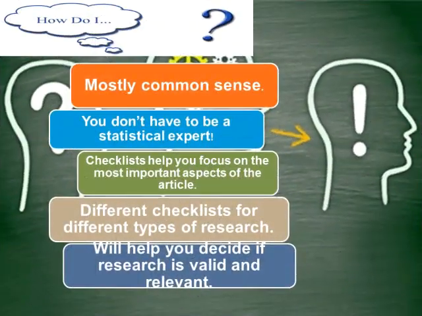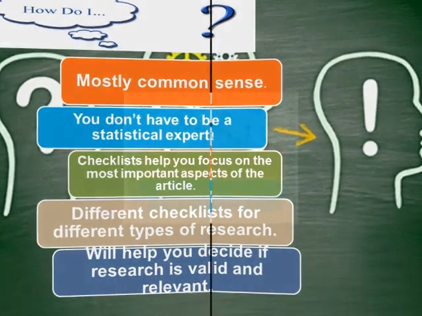So how do I do the critical appraisal? First of all, use your common sense. That is the most important thing. You don't have to be a statistical expert. That is taken care of by calculators. Checklists help you focus on the most important aspects. Every research method has got a checklist, so use those checklists. They will help you out. Different checklists are there for different types of research, so see that you are using the right one. This will help to decide if the research is valid and relevant. The final aim is to find out validity and relevance.